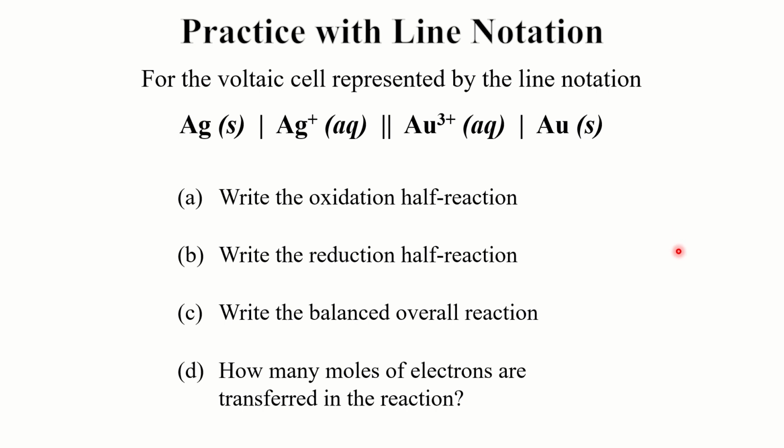All right, and the answer is here. The oxidation half reaction, this would be what's occurring at the anode, so that would be Ag forming Ag+ and giving off 1 electron. The reduction half reaction would be Au3+ plus 3 electrons to form Au. The balanced overall reaction should have coefficients of 3 in front of the silver ions to balance out the electrons. And then letter D here, there should be 3 moles of electrons being transferred in the reaction.